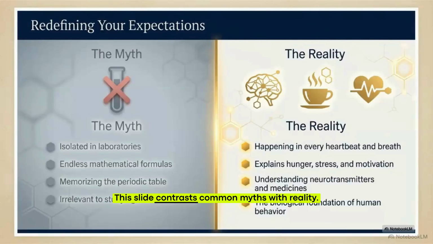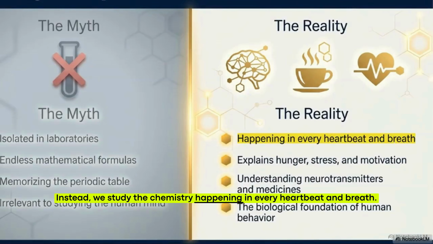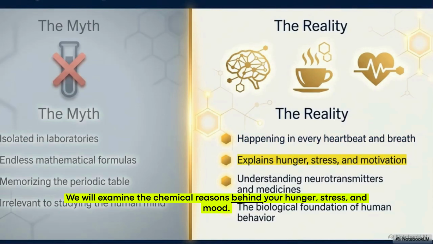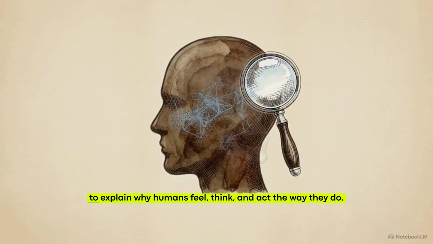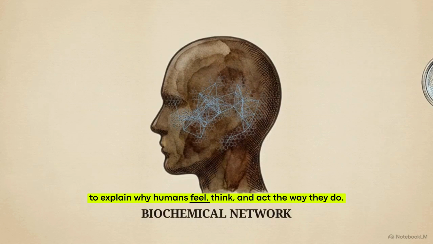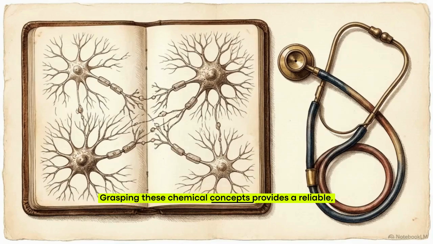This slide contrasts common myths with reality. You are not here to memorize the periodic table or do abstract math. Instead, we study the chemistry happening in every heartbeat and breath. We will examine the chemical reasons behind your hunger, stress, and mood. In this classroom, we focus on the specific chemical tools required to explain why humans feel, think, and act the way they do. Grasping these chemical concepts provides a reliable, scientific foundation for understanding the human mind.